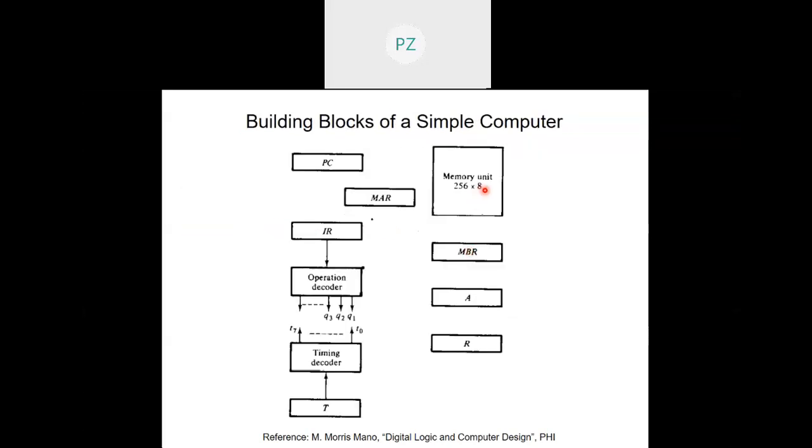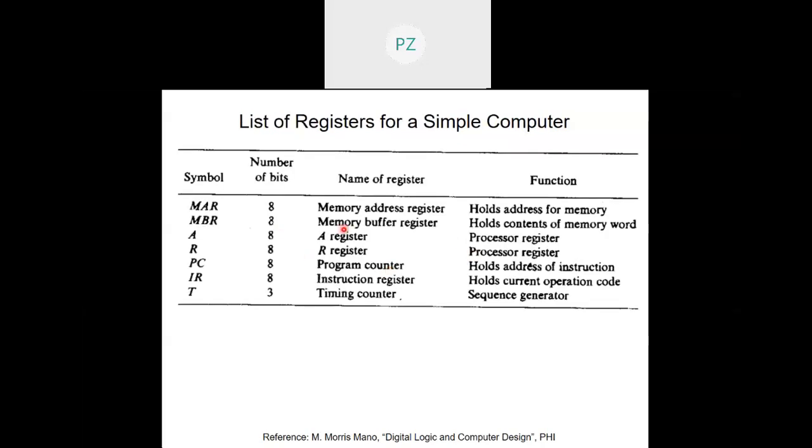Because this is 2^8 memory, the memory unit is 8-bit wide. It holds the contents of a memory word. Then A is a general purpose register, or a scratch pad register. It is called a processor register, and similarly R is also another processor register. Both of them are 8-bit wide.